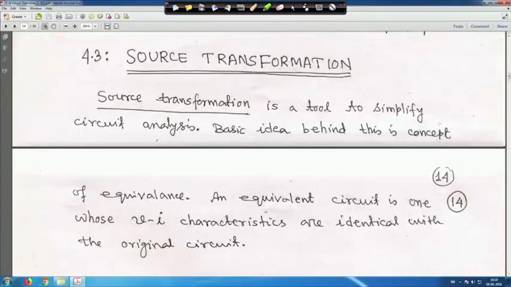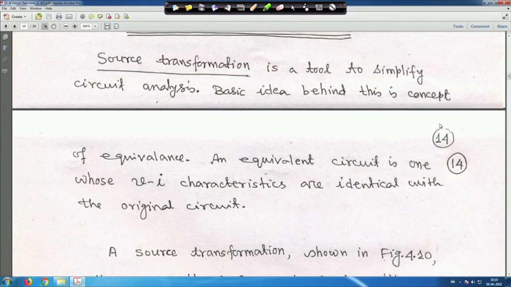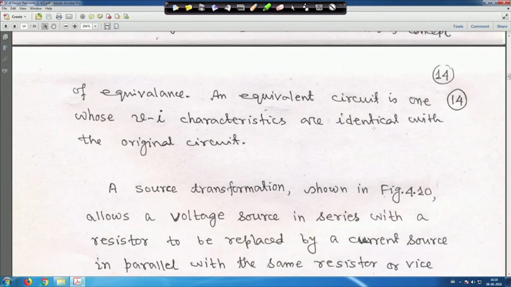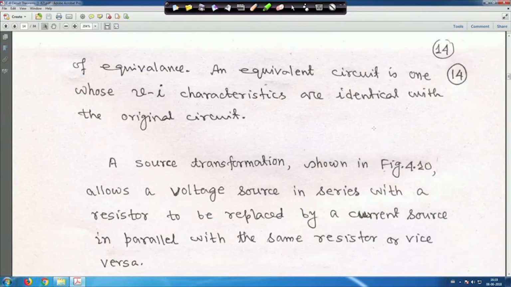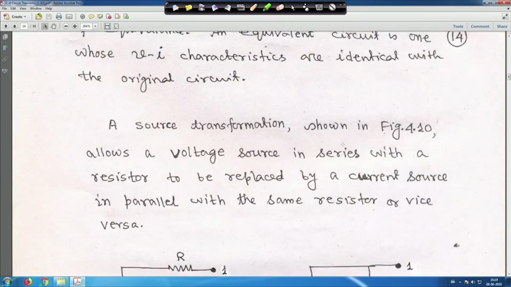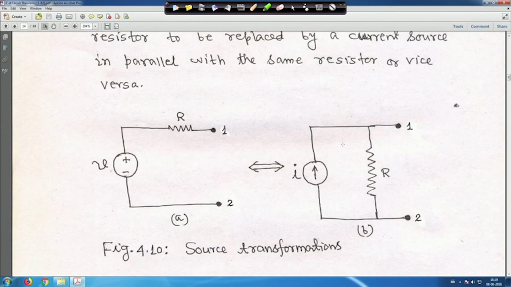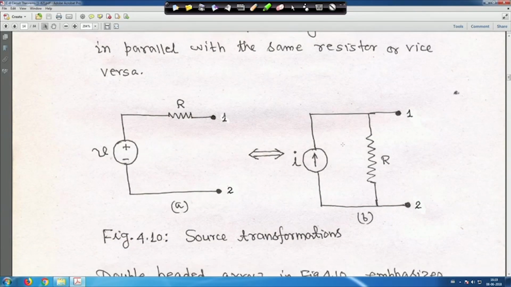This is basically the concept of equivalence. An equivalent circuit is one whose VI characteristics are identical with the original circuit. For example, consider this source transformation.